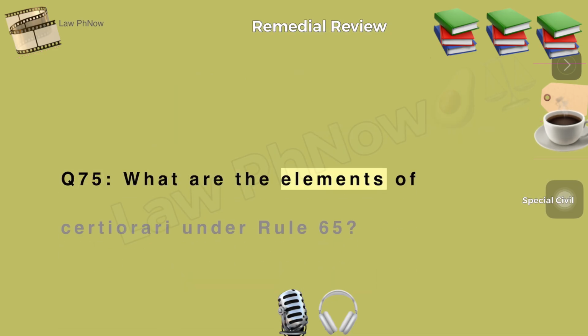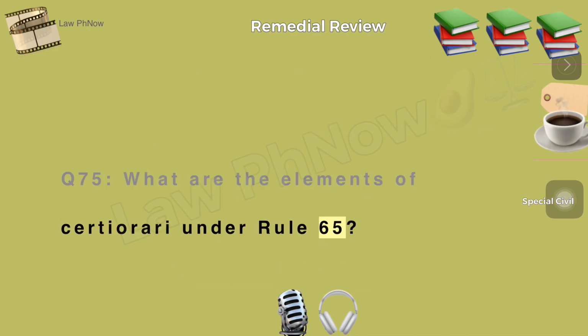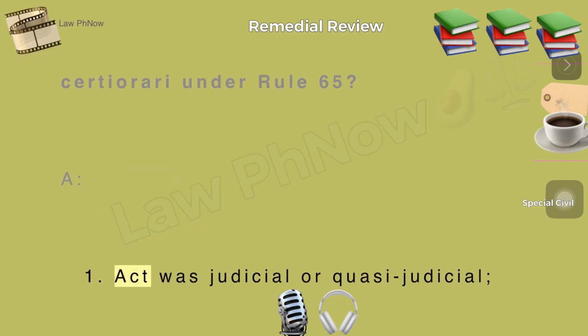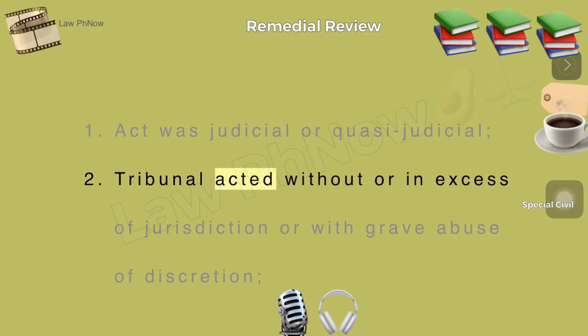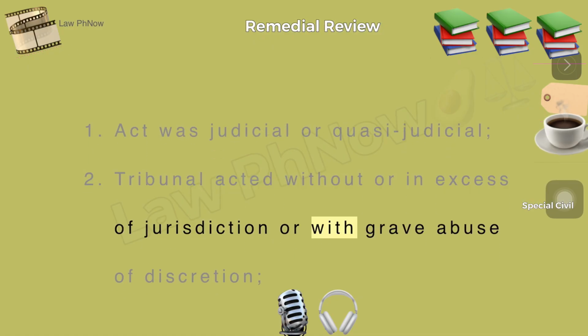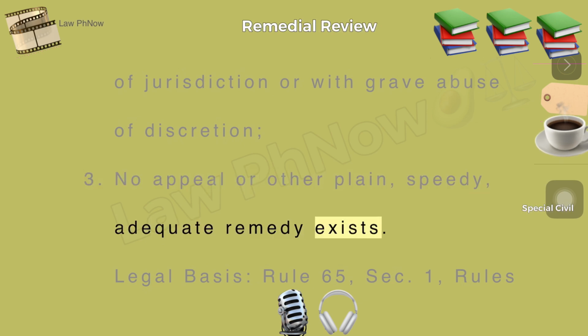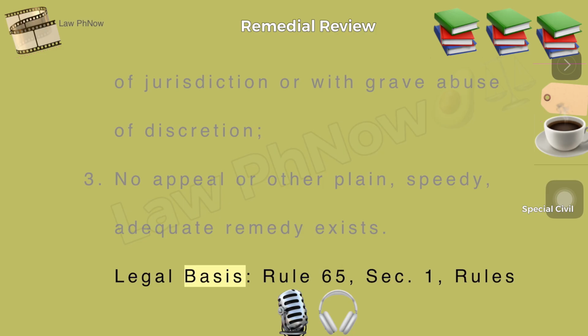Q75. What are the elements of certiorari under Rule 65? A. 1. Act was judicial or quasi-judicial. 2. Tribunal acted without or in excess of jurisdiction or with grave abuse of discretion. 3. No appeal or other plain, speedy, adequate remedy exists. Legal basis, Rule 65, Section 1, Rules of Court.